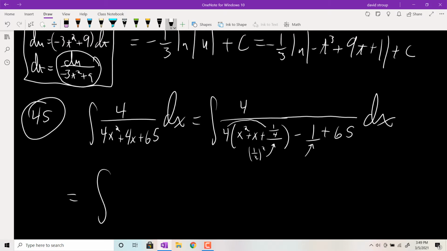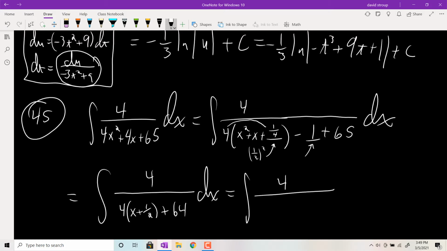Okay, let's go ahead. We complete the square. Let's go ahead and factor it. So you get 4 times x plus 1/2 squared plus 64 dx. And that pesky 4 in the numerator can now be canceled with the denominator.